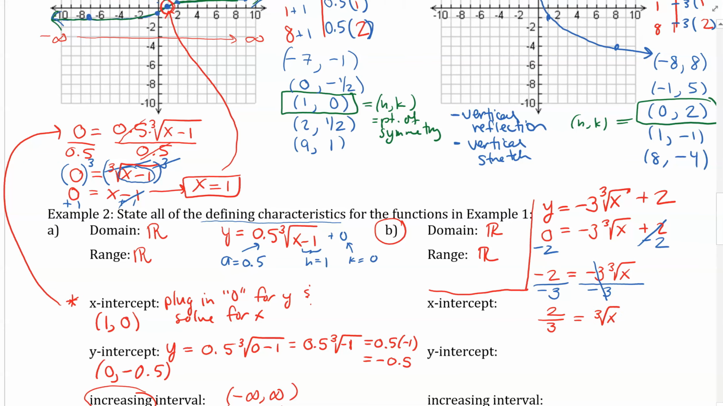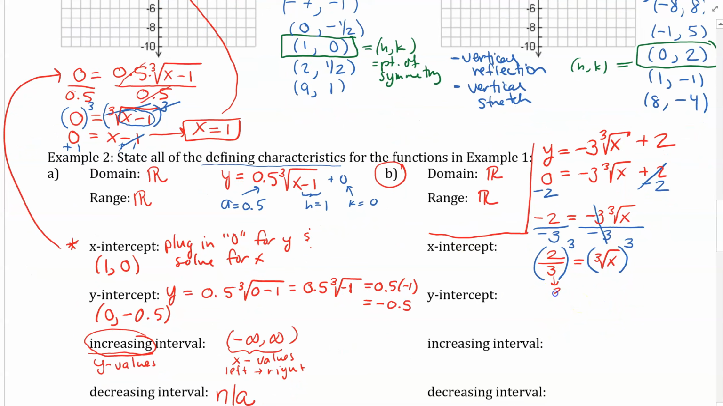And then to undo or cancel a cube root, I will raise it to the power of 3. And then I have to do the same thing to both sides. So when you raise a fraction to the power of 3, what you're essentially doing is multiplying it to itself 3 times. When you cube anything, actually, what you're doing is multiplying it to itself 3 times. So 2/3 to the third power would be 2/3 times 2/3 times 2/3, which is 2 times 2 times 2, which is 8, over 3 times 3 times 3, which is 27.